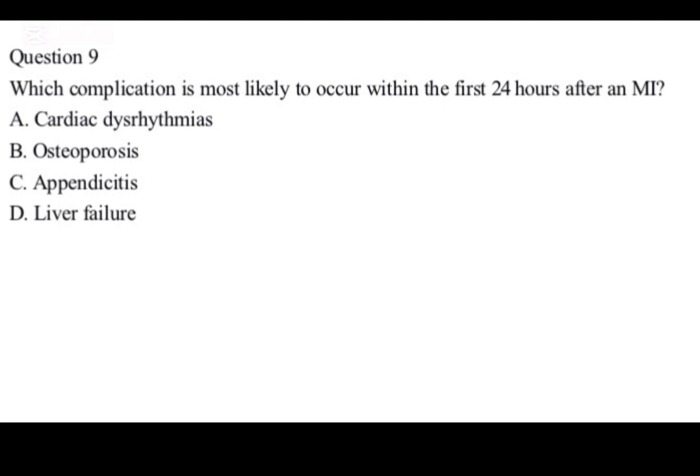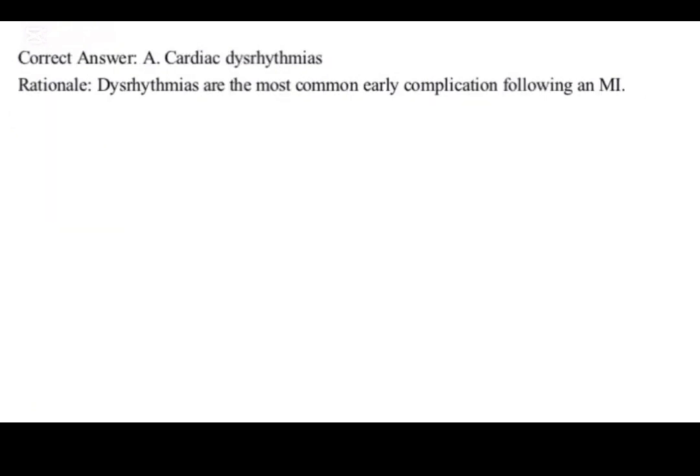Question 9. Which complication is most likely to occur within the first 24 hours after an MI? A. Cardiac dysrhythmias. B. Osteoporosis. C. Appendicitis. D. Liver failure. Correct answer, A. Cardiac dysrhythmias. Rationale: dysrhythmias are the most common early complication following an MI.